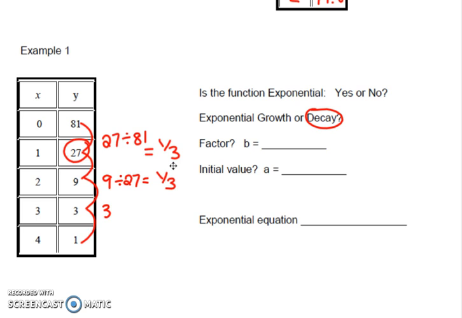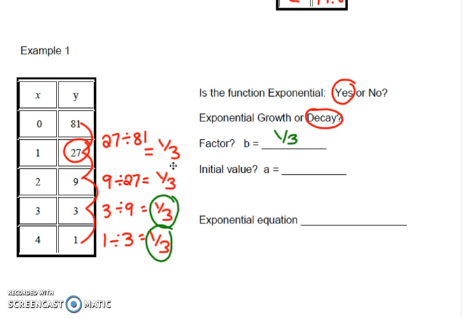So same thing, pick a number, divide it by the one before it. You should get 1/3. Okay, so yes, that is an exponential function. They are dividing the whole time, or you could say they're multiplying by 1/3 each time. The growth factor is going to be the number that they're going up or down by. So in this case, they are multiplying by 1/3 each time.